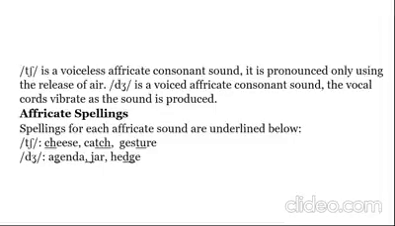Cha is a voiceless affricate consonant. It is pronounced only using the release of air, whereas ja is a voiced affricate consonant sound. The vocal cords vibrate as the sound is produced. Affricate spellings. Spellings for each affricate sound are underlined below. Cha: cheese, catch, gesture. Ja: agenda, jar, hedge.